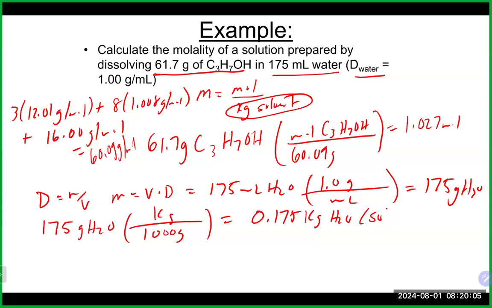again is our solvent. And now we can solve for our molality, which would be our 1.027 moles divided by our 0.175 kilograms. That gives us something like 5.87.